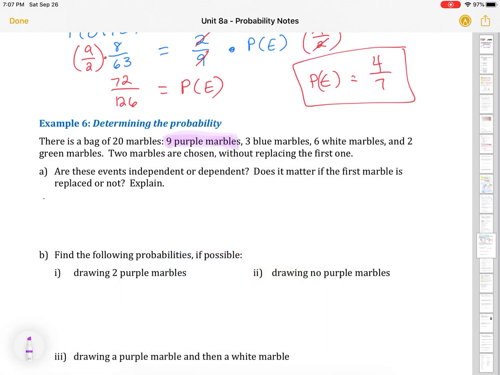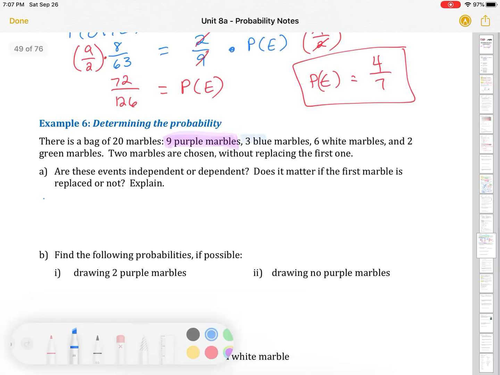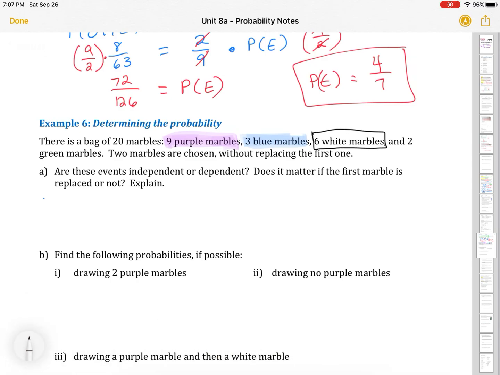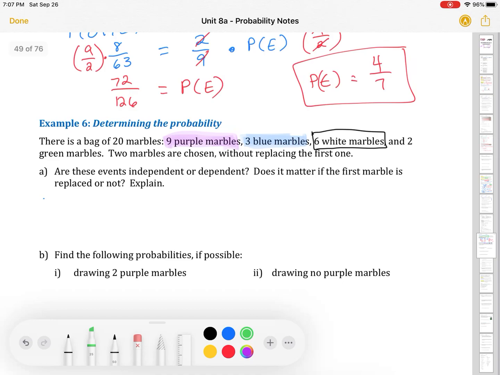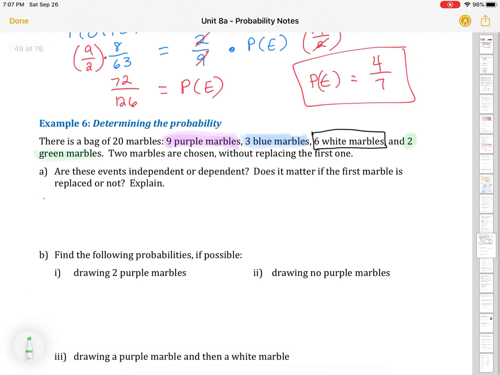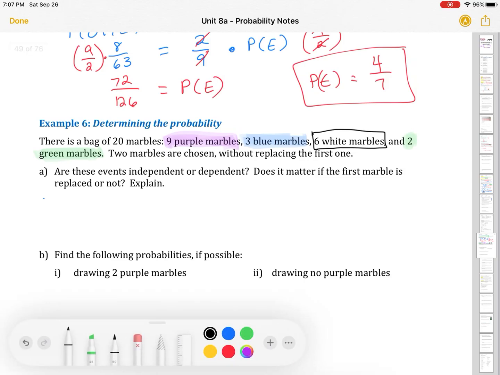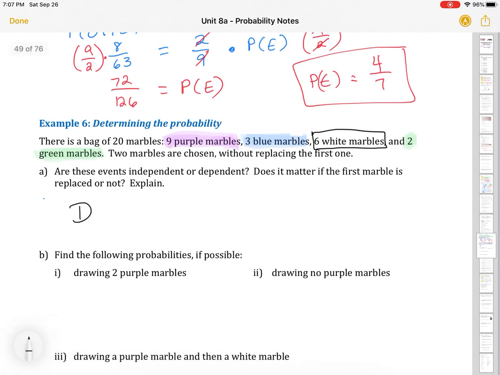Example 6. Determining the probability. There's a bag of 20 marbles. 9 are purple. 3 are blue. 6 are white. And 2 are green. We choose 2 marbles without replacing the first one.